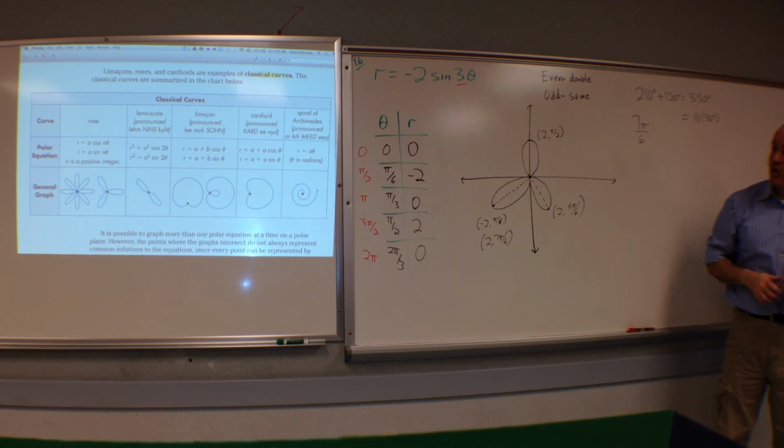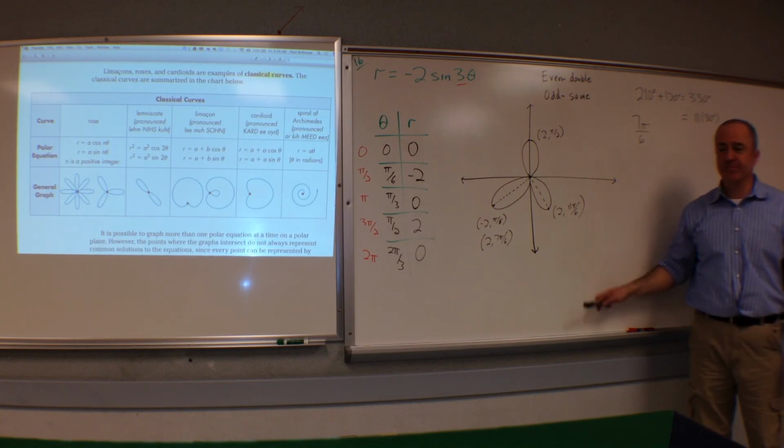That's the pattern for the rose. Okay? We got to a lemniscate, we did 1 rose. All right, next period we will do a couple more of these. Any quick questions on this one? All right.